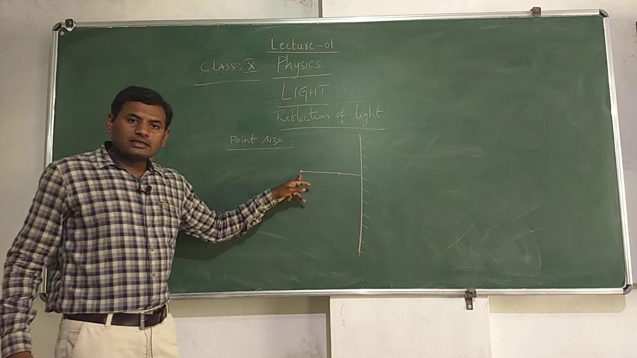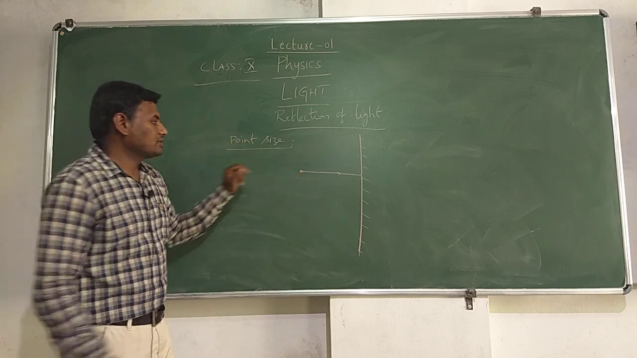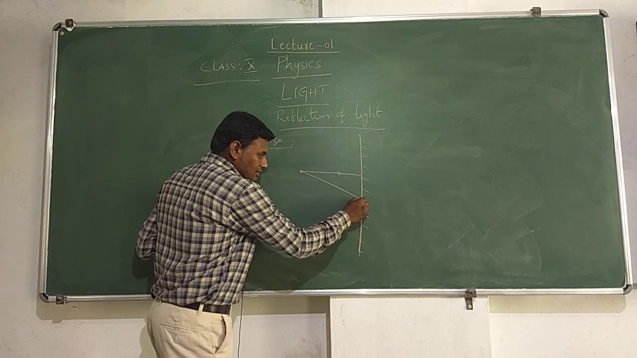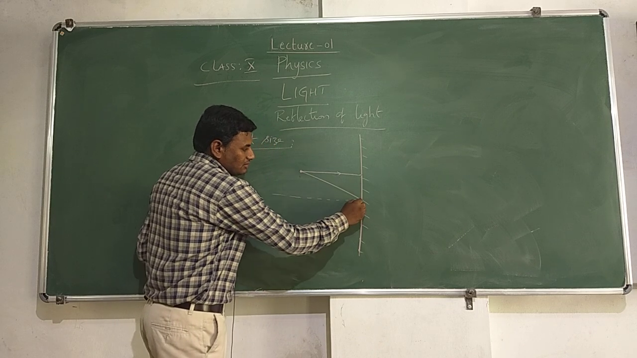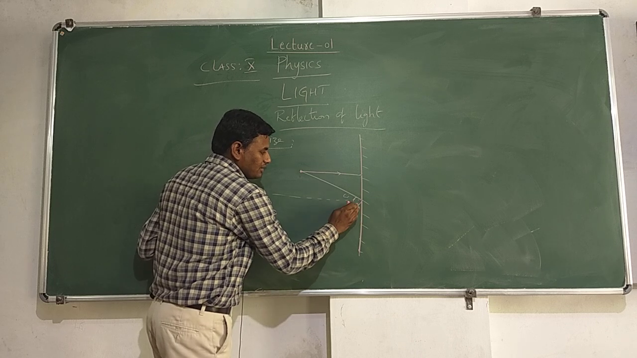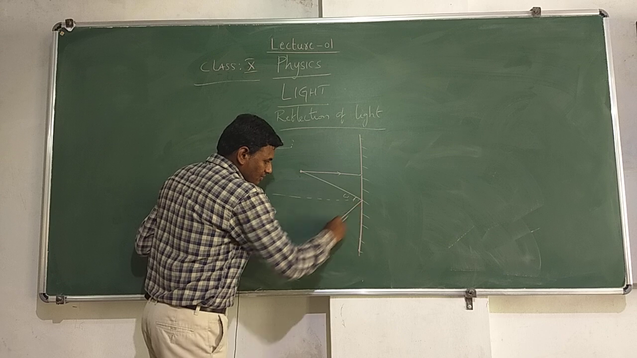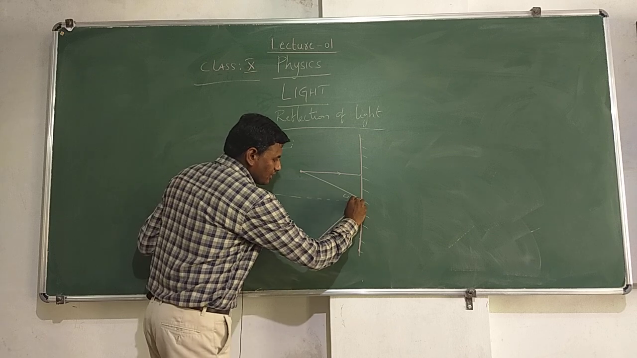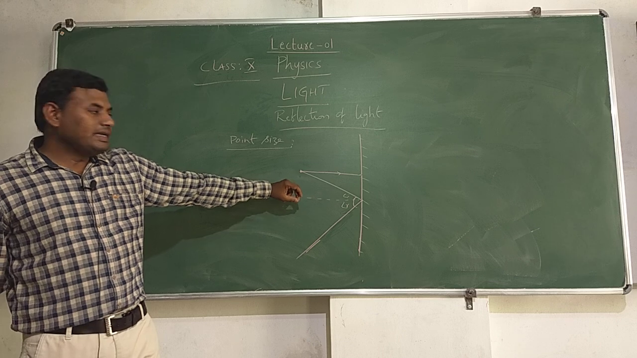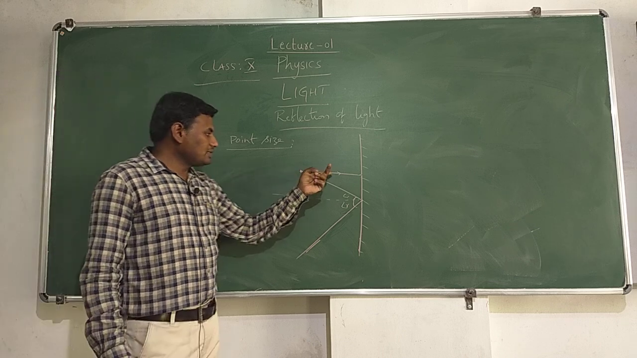From the object, consider two incident rays. One is making an angle I, draw. So, this is the angle of incidence and this is the angle of reflection. And for image formation we need at least two rays. Consider this as the second ray.